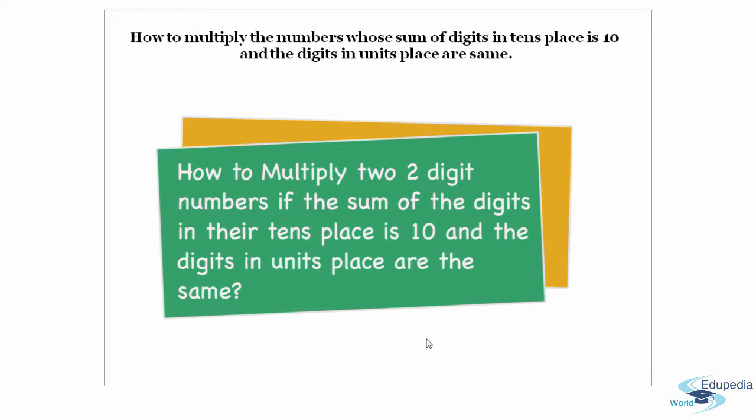This is Varun Ganga. In our last session, we saw an example which introduced a new technique: how to multiply two two-digit numbers whose tens digits sum to 10 and whose units digits are the same. In this session, we are going to see another example with the same technique. Let us see what that example is going to be.